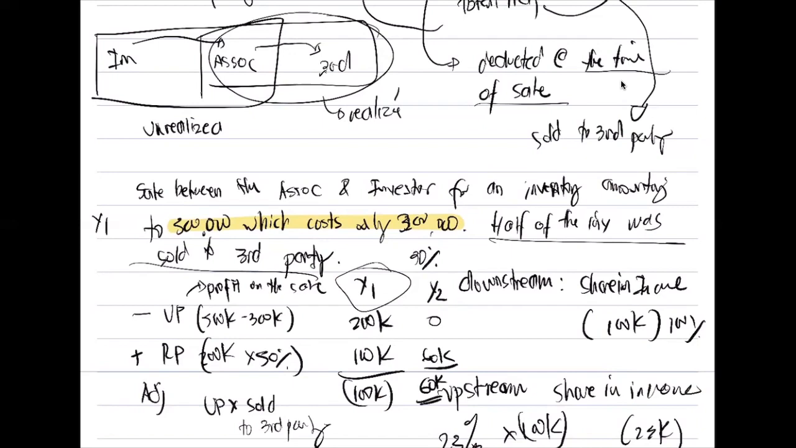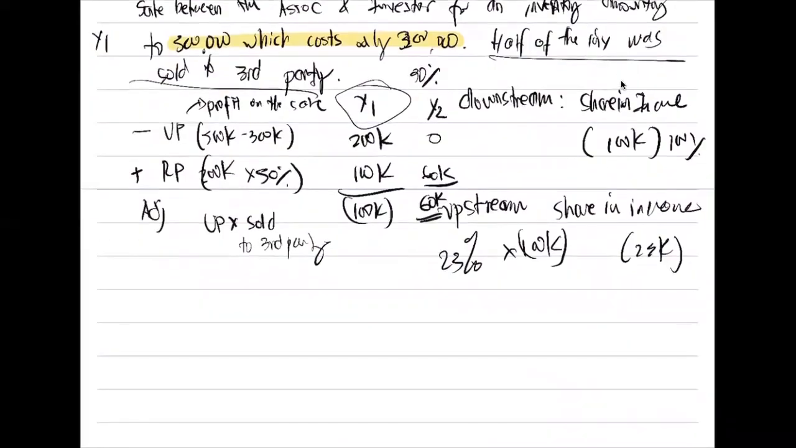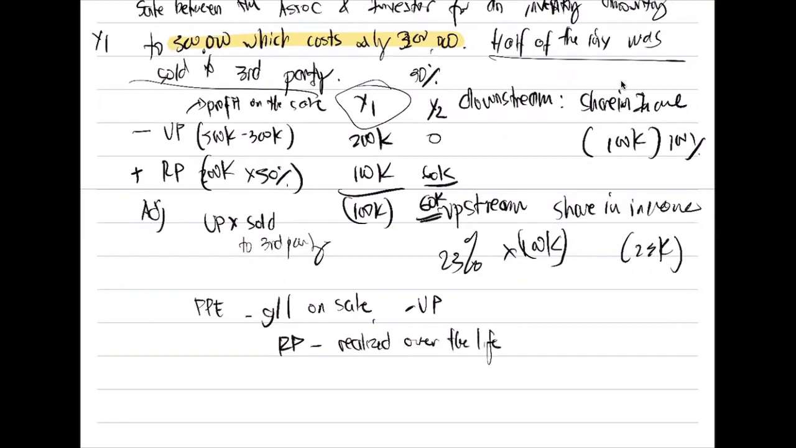So unrealized profit will only be deducted at the date of sale, while realized profit will be recognized after the year of sale, depending if there is a realized profit. Okay? Sir, how about if ever I sold a property, plant, and equipment? So the gain or loss on sale is called your unrealized profit. So you need to deduct that. And the realized profit, it will be realized over the life of the asset. Or if it's sold, then wholly.